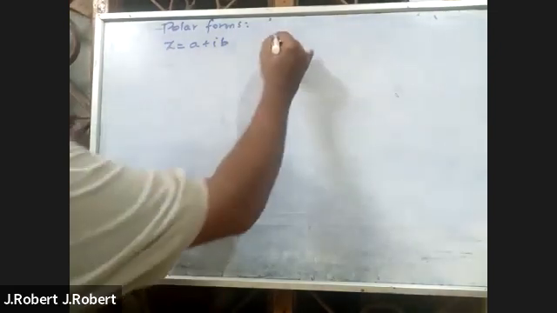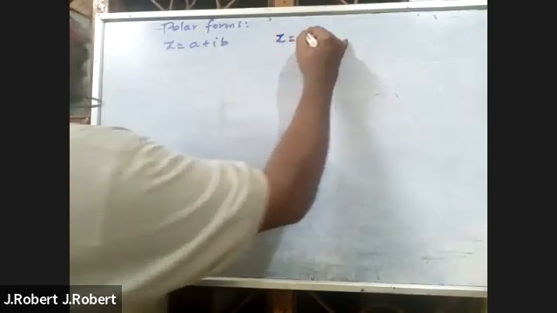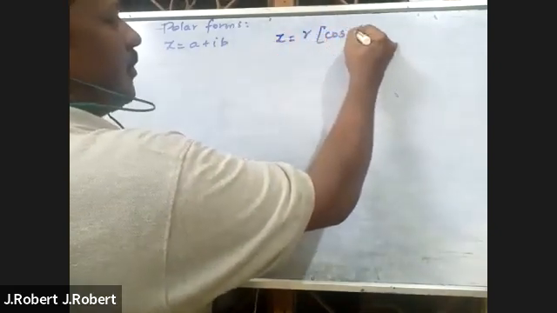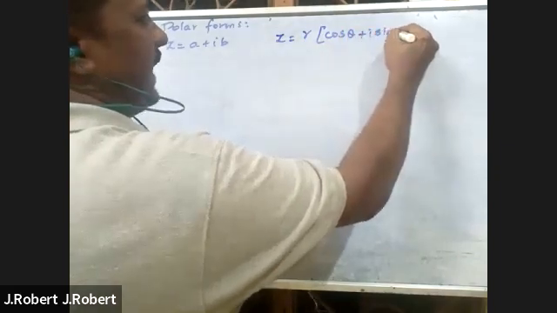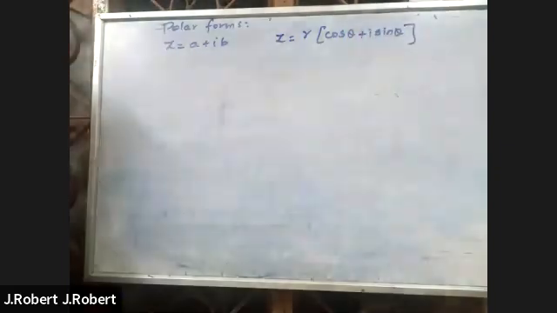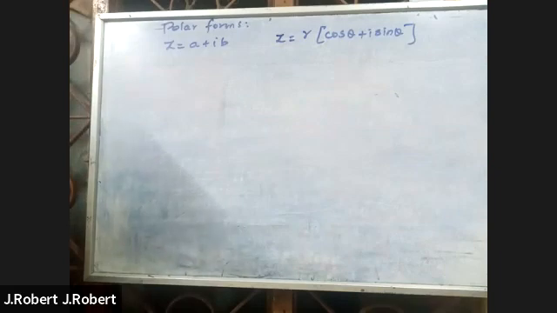And then if we have to write it in polar form, we can write that z = r (cos theta + i sin theta).